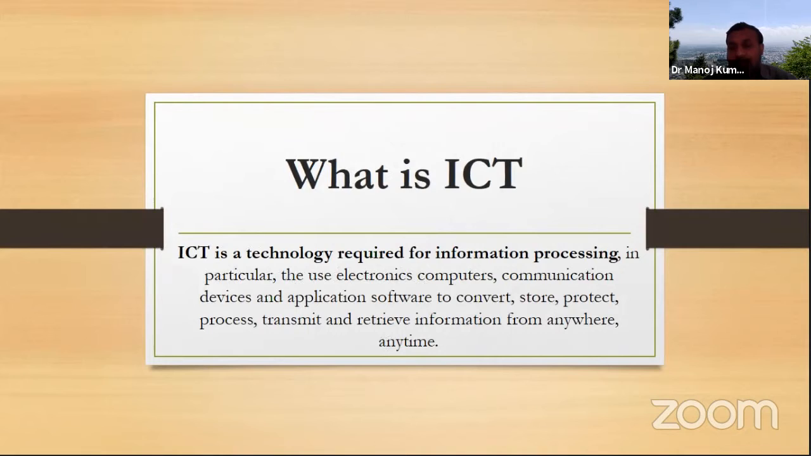ICT can be defined in many ways. In one way, ICT is the technology required for information processing. In particular, it uses electronic computers, communication devices, and application software to convert, store, protect, process, transmit, and retrieve information from anywhere at any time. ICT is also an umbrella which covers all the technologies for information and communication. It has been defined in various other ways, but the concept remains the same: to spread knowledge, to interchange knowledge, to process information.